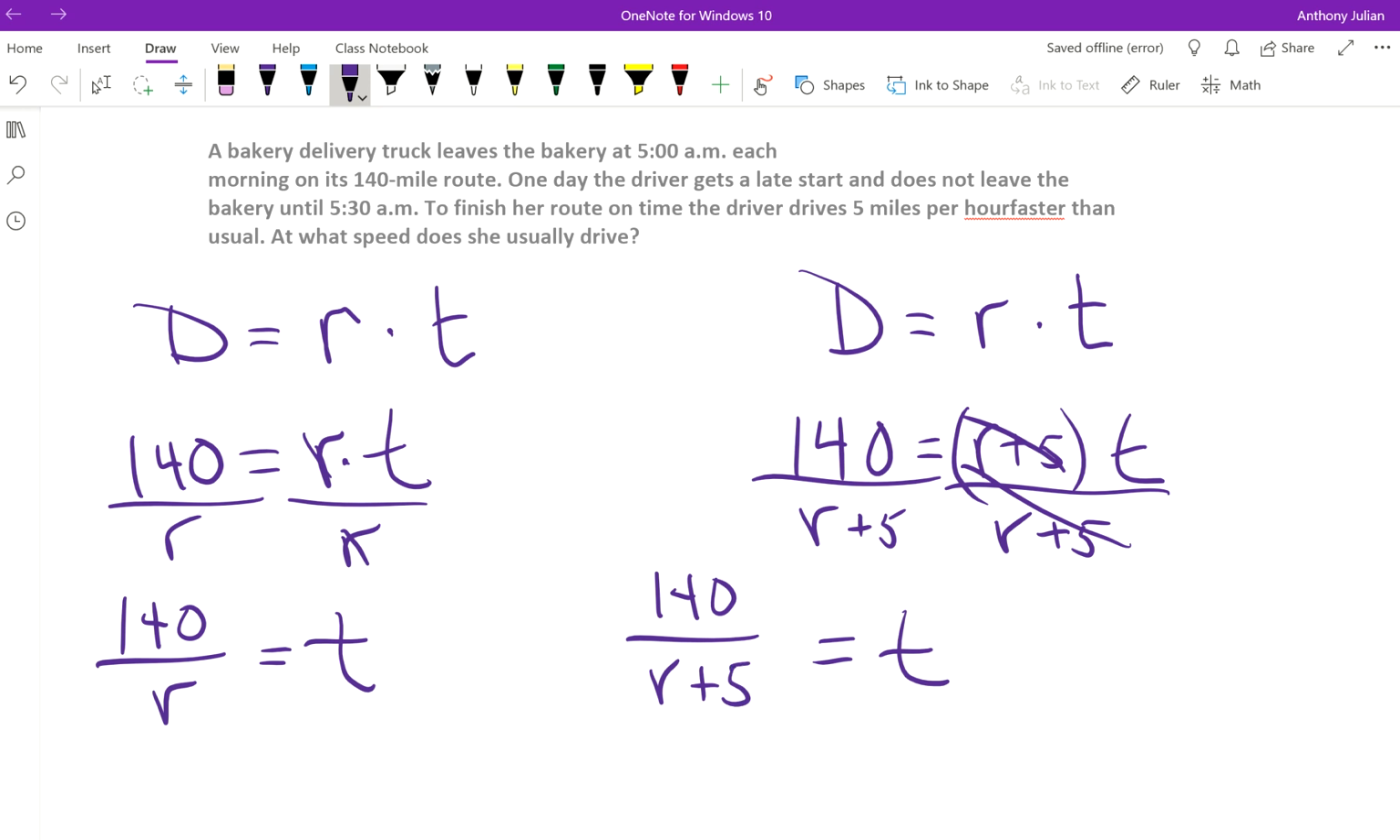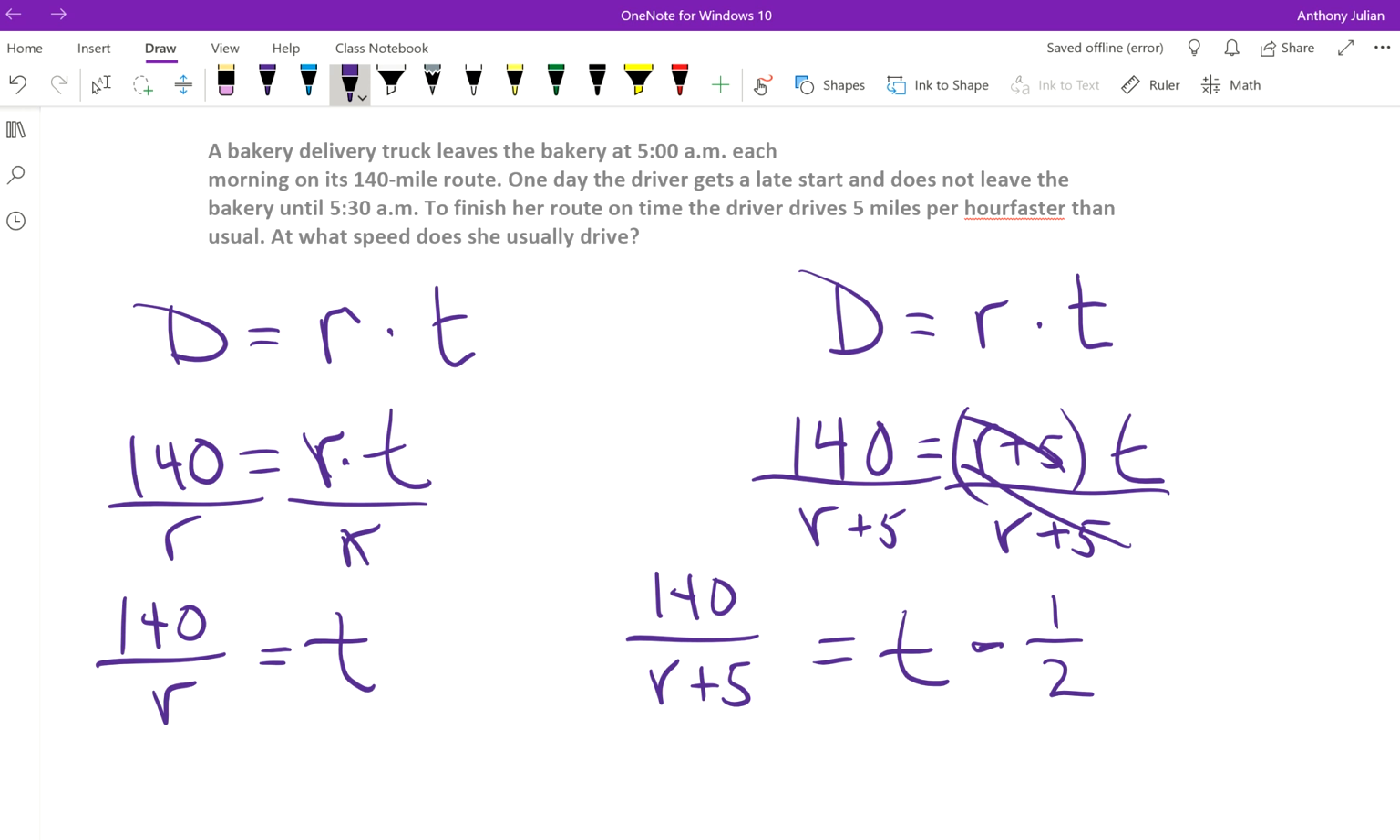Okay, now next you can look at this two different ways. From 5 to 5:30, we'll say that's a half an hour, okay? And we want to use 1/2 because the time is always based on hours. So if she's a half an hour late, we can use 1/2. So I'm going to pick on this side here. And if she's making up the time by driving 5 miles per hour faster, then I have to say that the time is, I'm going to subtract 1/2. That's the 1/2 hour that I want to account for.